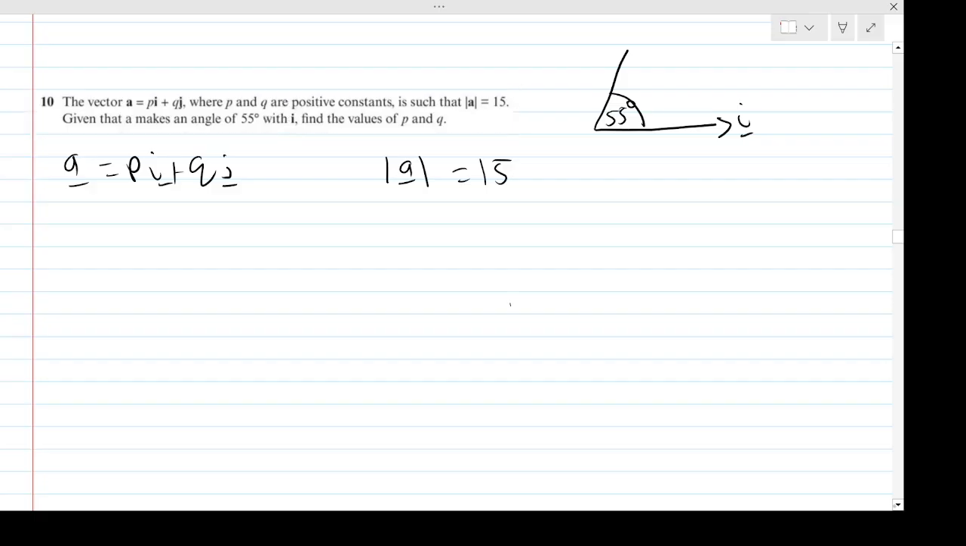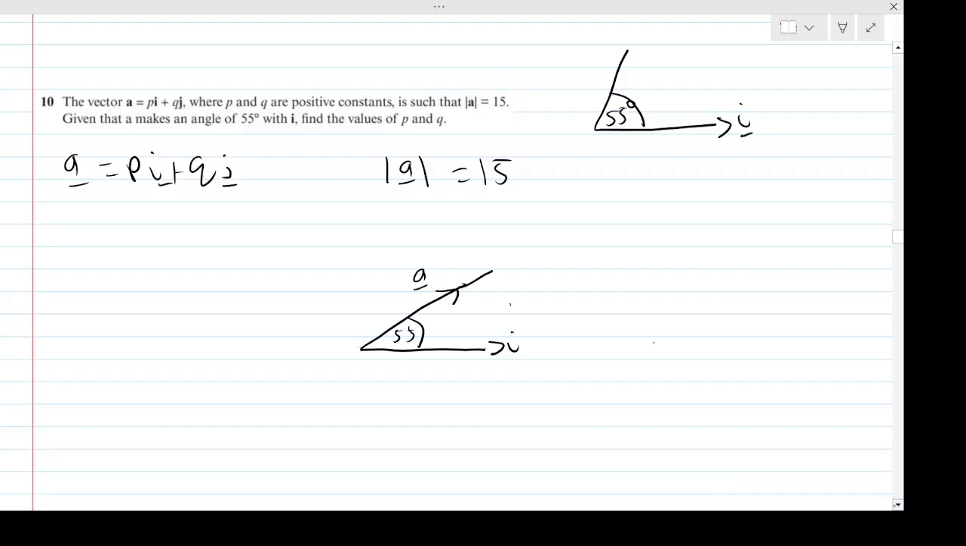With that in mind, it's a very good idea to draw the vector, what we've got going on. So an angle of 55 degrees with I. So I is going to be there, then 55 is going to be there, and so this is the vector A. And the length of that is 15.